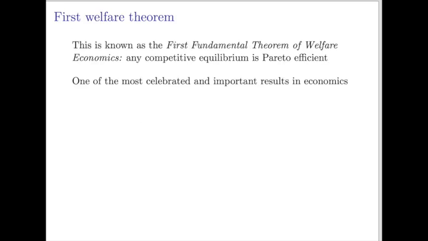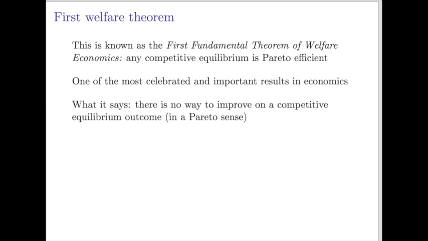Okay, so this is a pretty robust result. It's generally going to be true, and it's called the first fundamental theorem of welfare economics. And it says that any competitive equilibrium allocation is Pareto efficient. It's one of the most important results in economics. Whenever you hear someone say markets are efficient, this is what they're referring to. So what it says is that there's no way to improve on the allocation that results in a competitive equilibrium in the sense of Pareto. In other words, there's no way to make both people better off than allowing them to trade and end up at a competitive equilibrium.